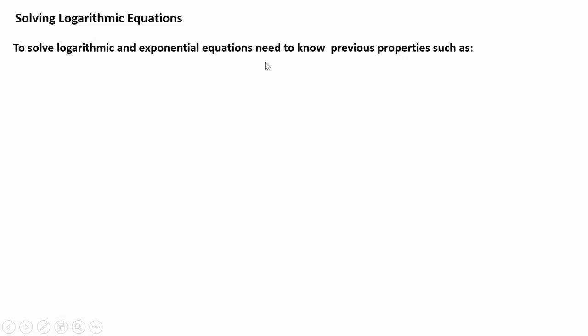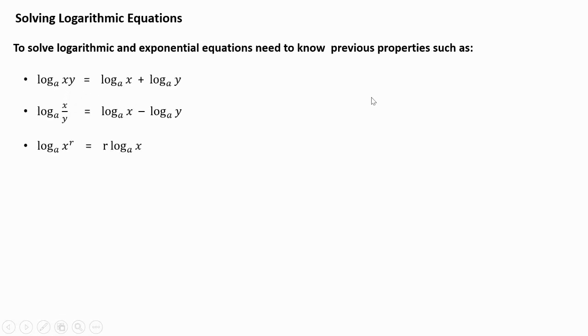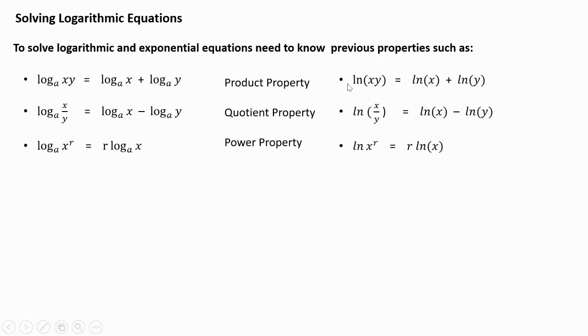Now, to solve logarithmic and exponential equations, you need to know previous properties. These are properties that you should know. This is called the product property. This is called the quotient property. This is called the power property. Product, quotient, and power property. Also with the ln: this is with a log, and this is the natural log. Same thing, right? When you're multiplying, you're going to expand them, and it's going to be addition. When it's the quotient, like division, you're going to expand them, and it's going to be subtraction. On the power rule, if you notice, the exponent goes to the front.